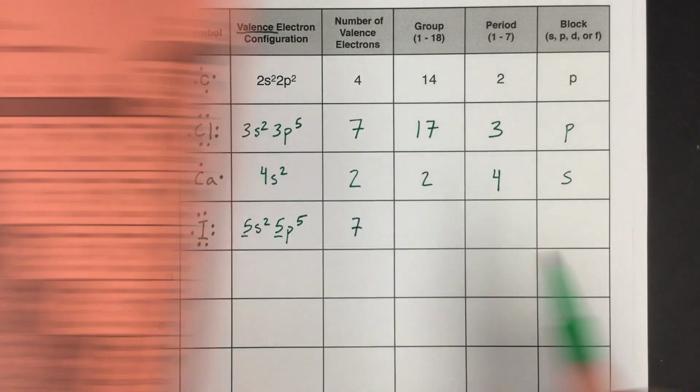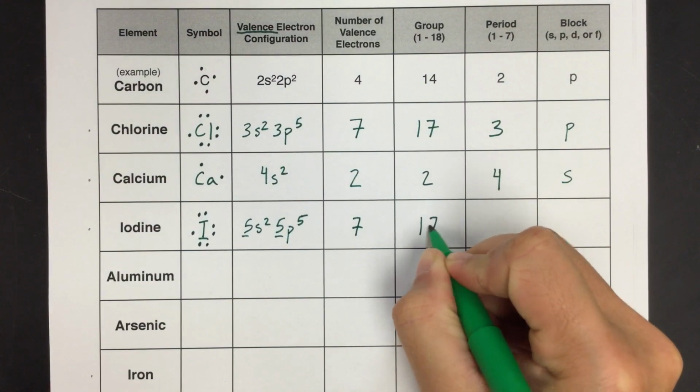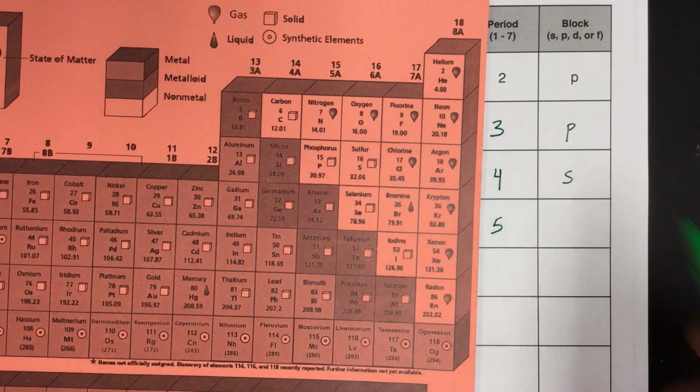Okay. Group, it is a halogen, so it's group 17. Period, it is the 5th period, and it is in the P block.